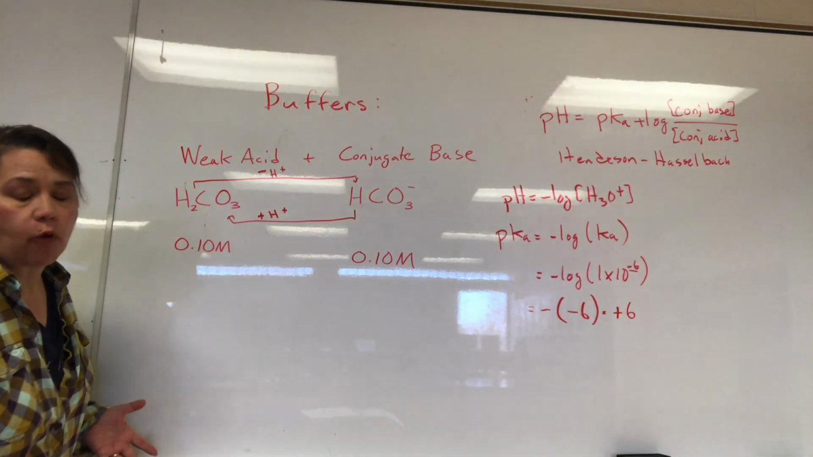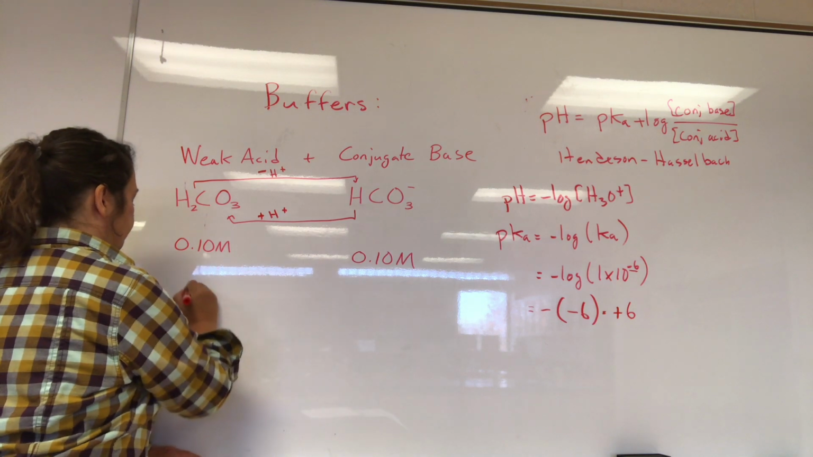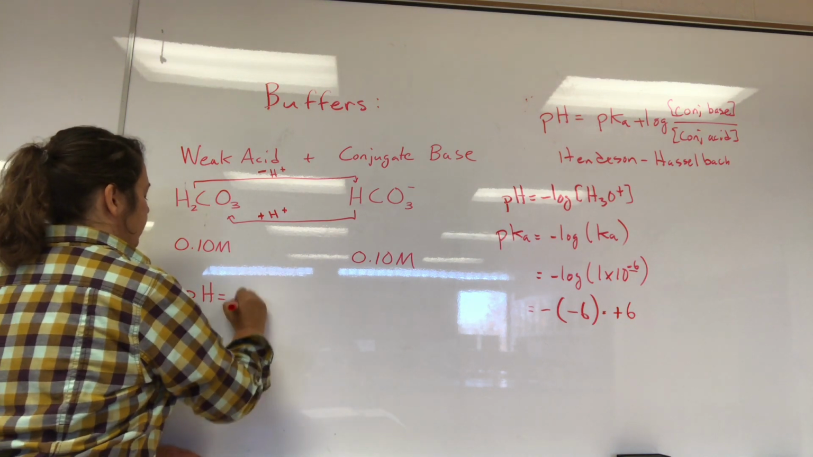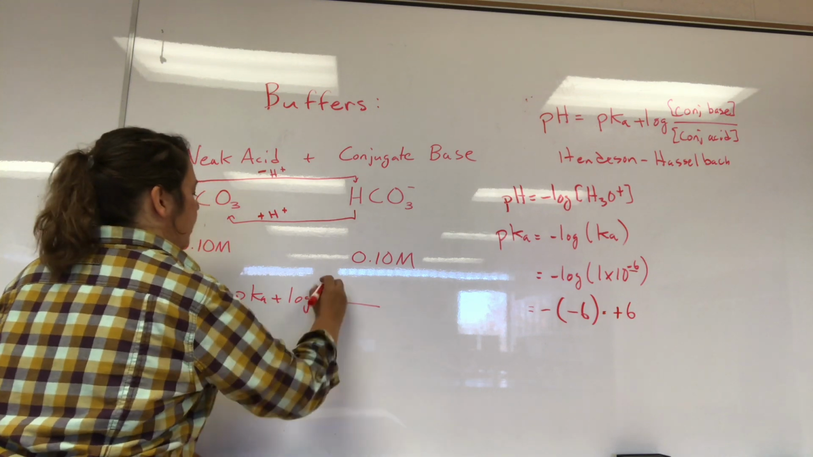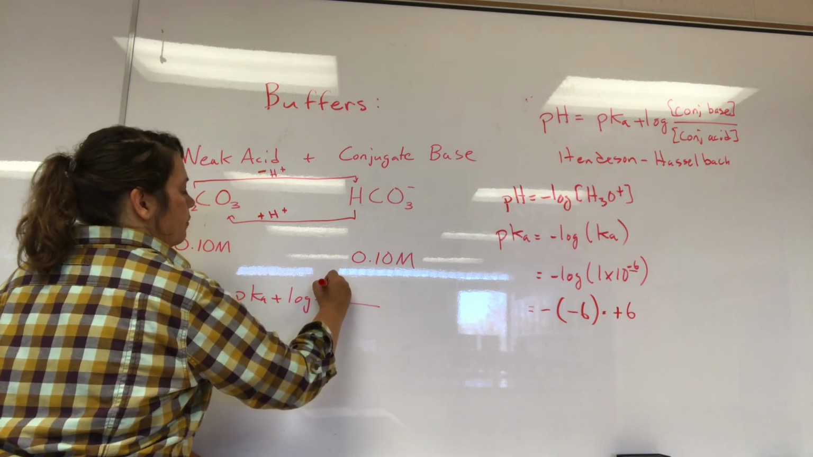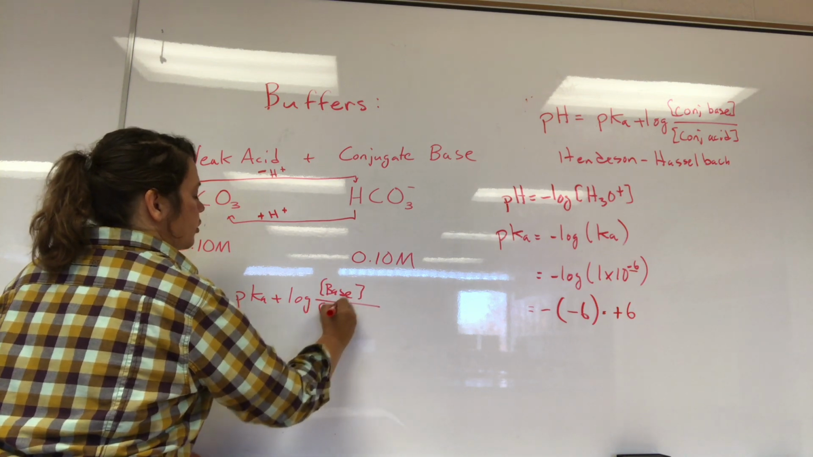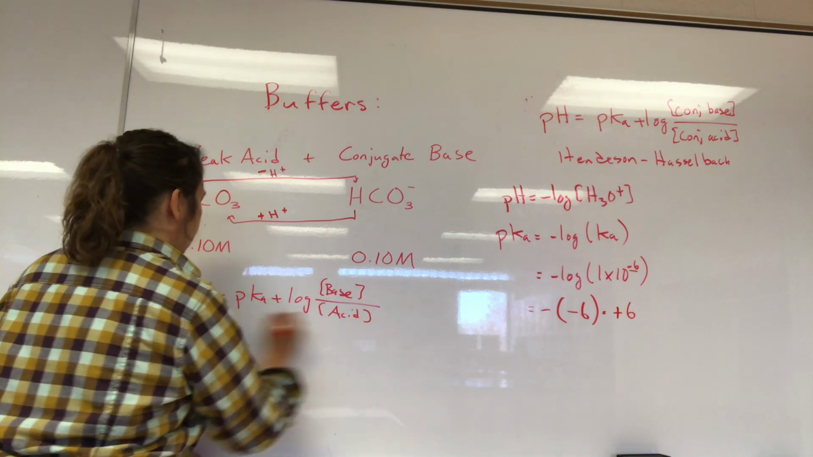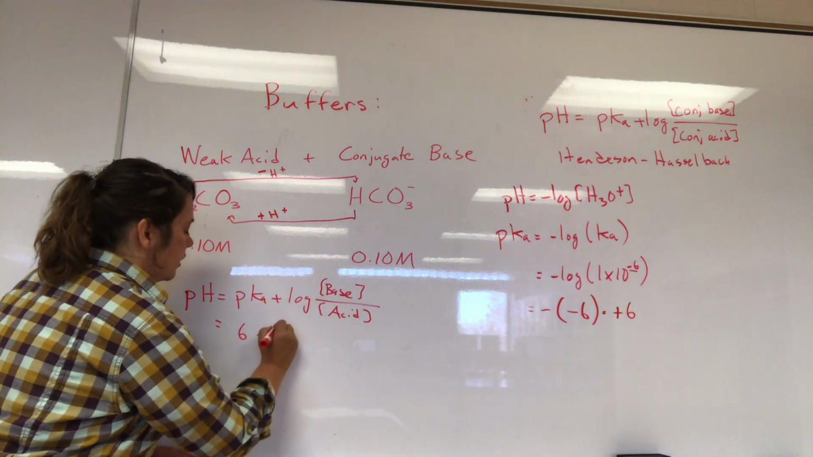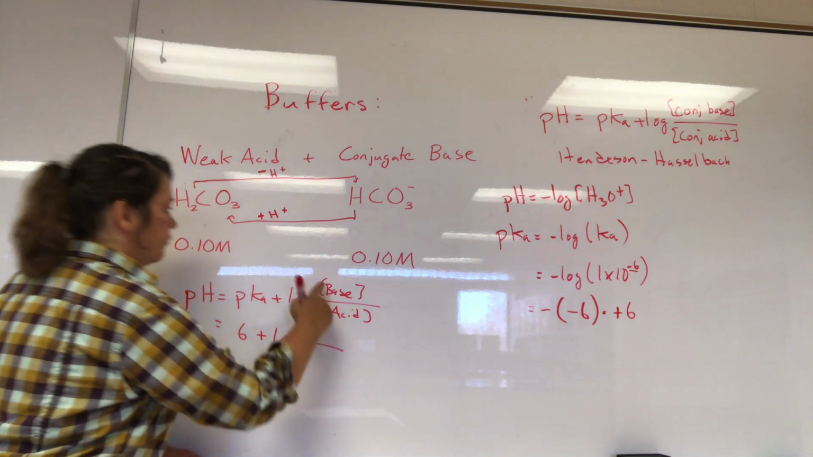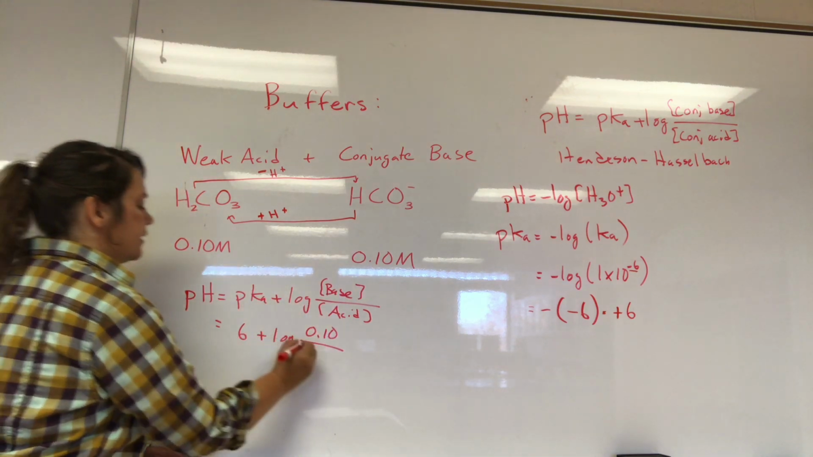So let's say that we had the weak acid and conjugate base, and we were trying to solve for its pH based on these concentrations. So the pH would equal the pKa plus log of the ratio of the base concentration, the conjugate base concentration, over the acid. Substituting in the pKa value as 6, you would have the log of the base as 0.1 and the acid as 0.1.